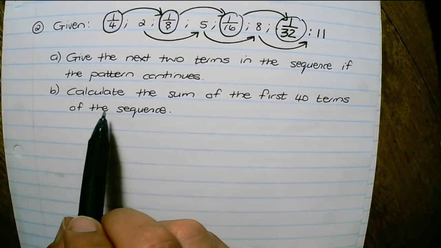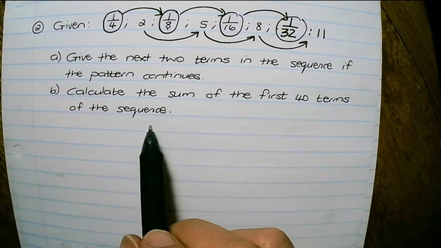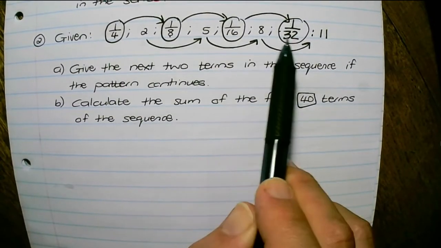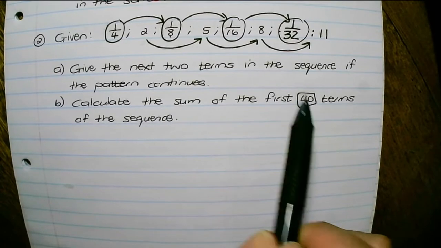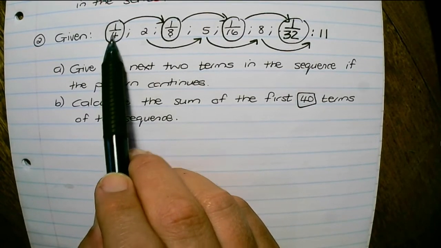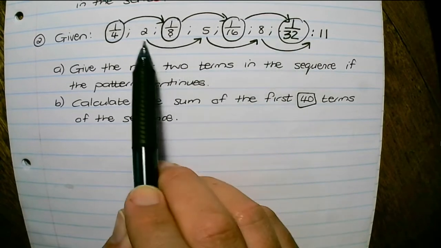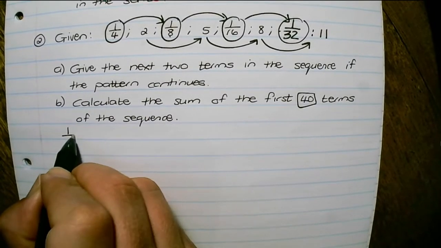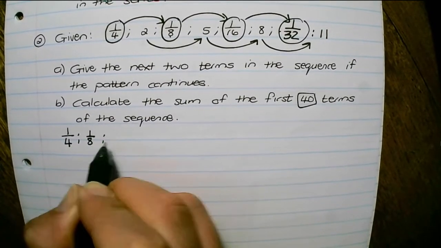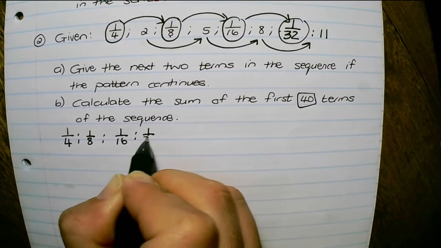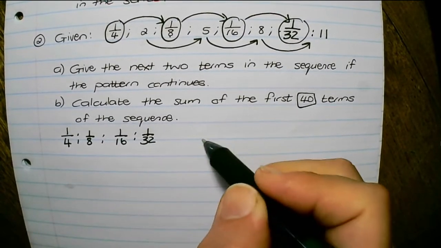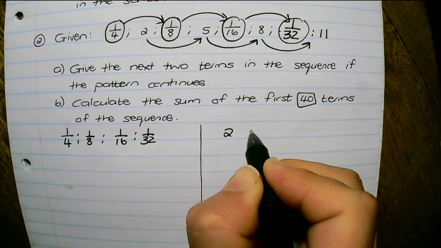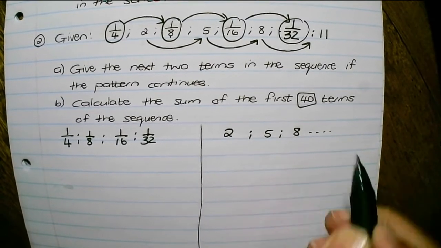The next question says, calculate the sum of the first 40 terms in the sequence. We can see that we have two combined patterns. In the first 40 terms, 20 would be in a geometric sequence, and 20 would be in an arithmetic sequence. If I isolate those two patterns, I have a quarter, 1 over 8, 1 over 16, 1 over 32 as my geometric sequence. And my arithmetic sequence would be 2, 5, 8, and so forth.